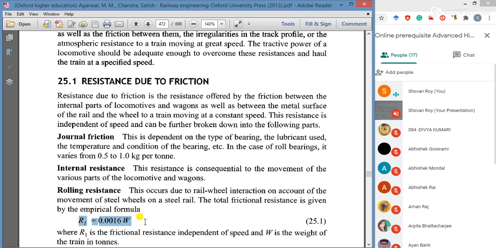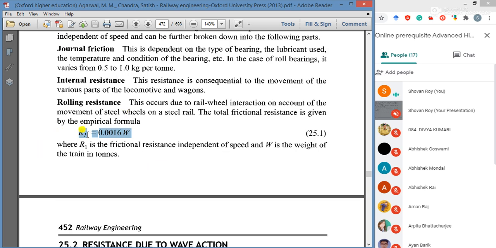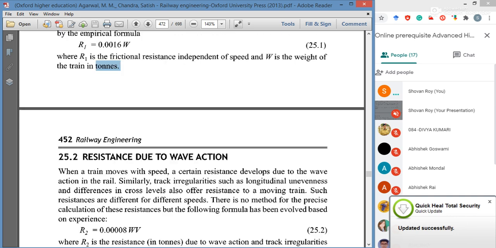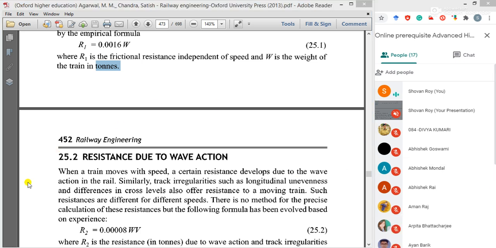You can note it down if you have pen and paper: R1 equals 0.0016 W, because this formula is needed for calculation of numerical, where R1 is the frictional resistance independent of speed and W is the weight of the train in tons. Number 2, resistance due to wave action. What is wave action? These things are important to know, and the formula. When a train moves with speed, a certain resistance develops due to the wave action in the rail.